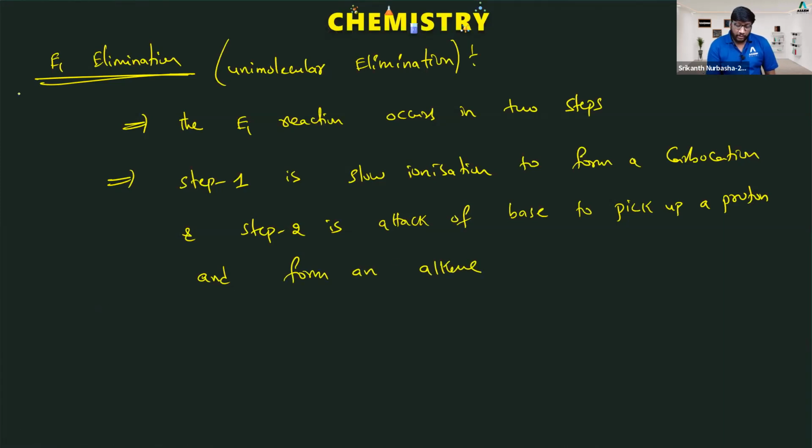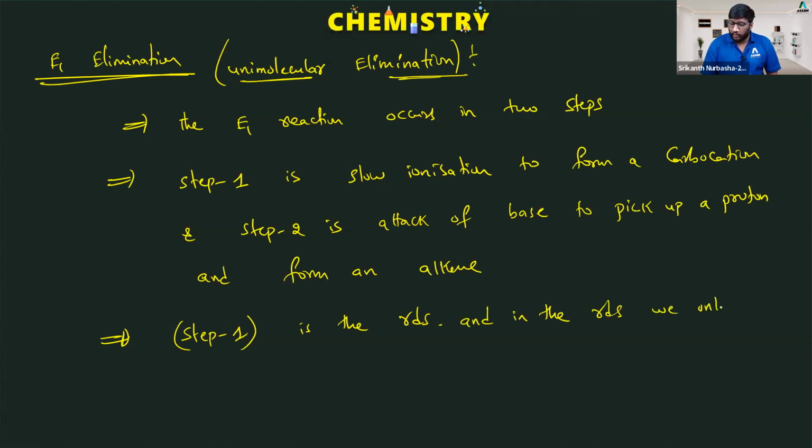Rate of E1 elimination. E1 elimination means unimolecular elimination reaction. Step 1 is slow ionization to form a carbocation. Step 1, formation of carbocation, is the rate determining step, the RDS. And in the rate determining step, we only have the substrate. The substrate is undergoing carbon-halogen bond cleavage to form a carbocation. So we only have substrate in the rate determining step. So the rate of the reaction is directly proportional to the concentration of substrate alone. So step 1 is the RDS, and in the RDS we only have substrate.